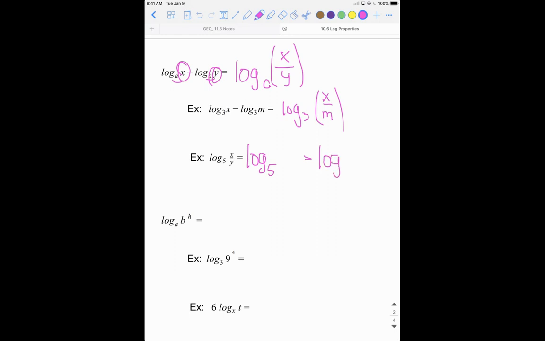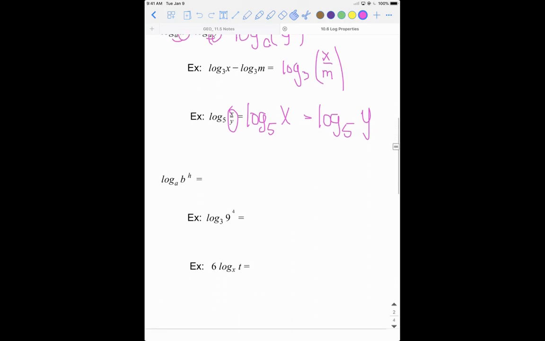Log base 5. And let's think which one goes on top. So up here, the first term went up top. So that means we're going to pull it back to x first and y second. So we went from division to subtraction and from subtraction to division, right? They're interchangeable, go back and forth. All right, so that's addition and subtraction property.